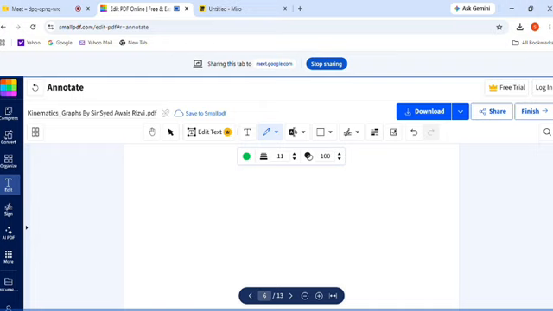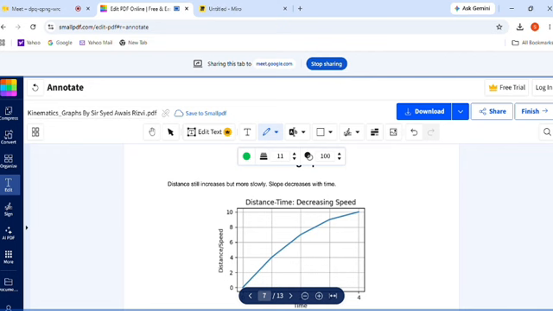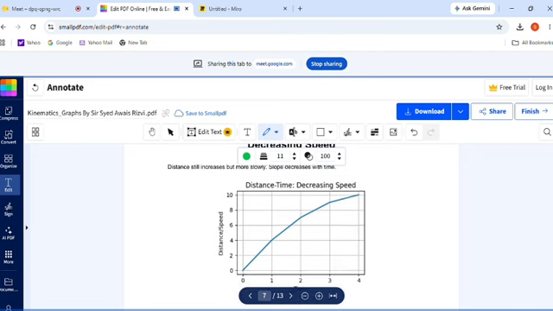And the last graph is decreasing speed. Here the slope is similar, but it is a graph of decreasing. It is moving from upward to downward, so it is a decreasing slope. We will say that the body is moving with decreasing speed.